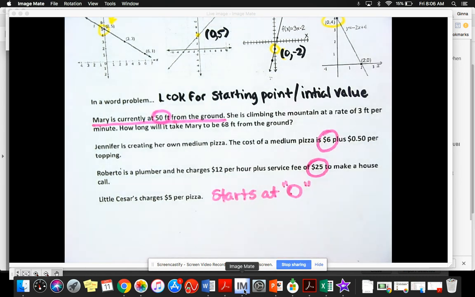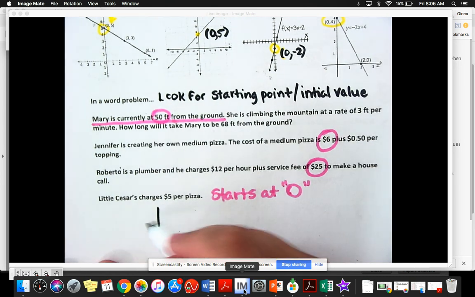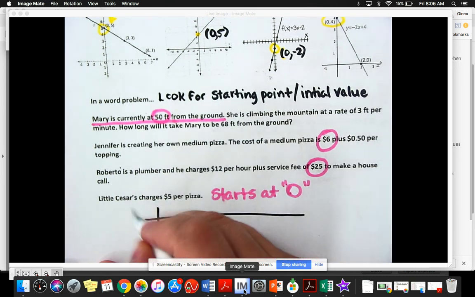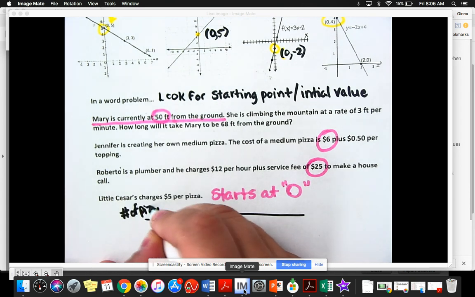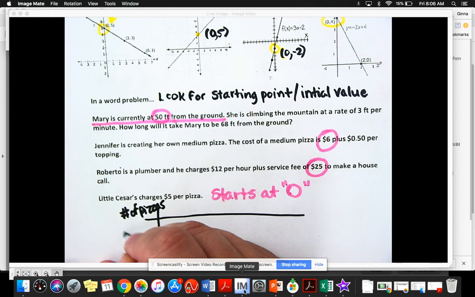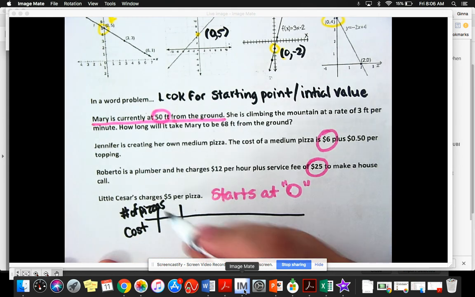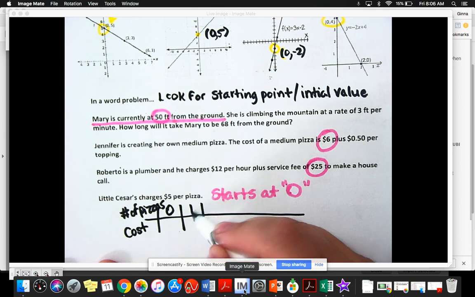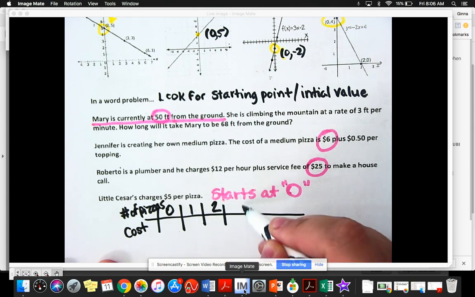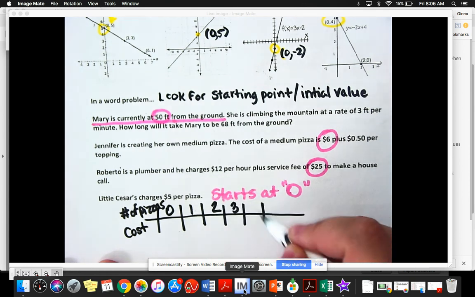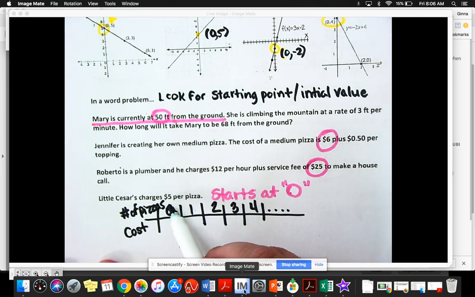So you would have a table that looks something like this. You would have number of pizzas, and over here, you would have cost. So we can make a table. What if I buy 0 pizzas? What if I buy 1 pizza? What if I buy 2 pizzas? What if I buy 3 pizzas? And so on, right? So if I buy 0 pizzas at Little Caesars for $5 each, I'm going to pay $0.